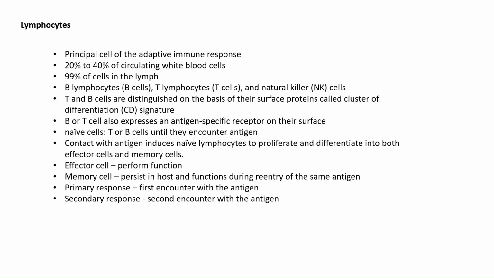Today in this video we are going to study the cells of lymphoid lineage. In lymphoid lineages we have cells called lymphocytes. These are the principal cells of adaptive immune response. Lymphocytes consist mainly of B cells and T cells. Apart from that we have NK cells and NKT cells also.